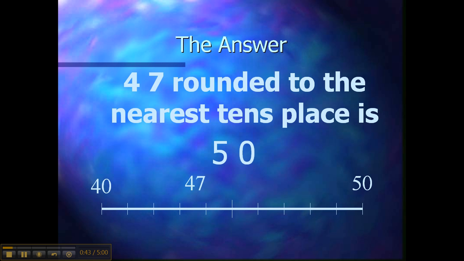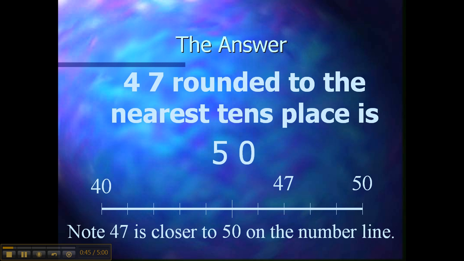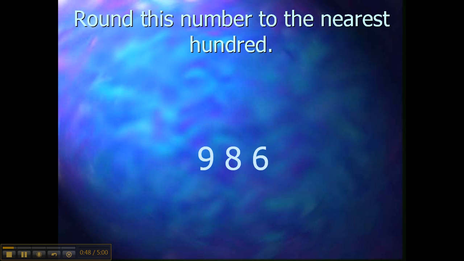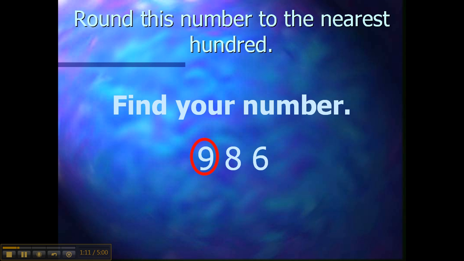And we could see this on a number line, boys and girls, that the number 47 is a lot closer to the number 50. Now let's try one with the hundreds place. Once again, boys and girls, my ones place is where the 6 is, my tens place has an 8, and now my hundreds place has a 9. So we're going to circle the number 9 just to make sure we focus on that, we zoom in, and that is our hundreds place.